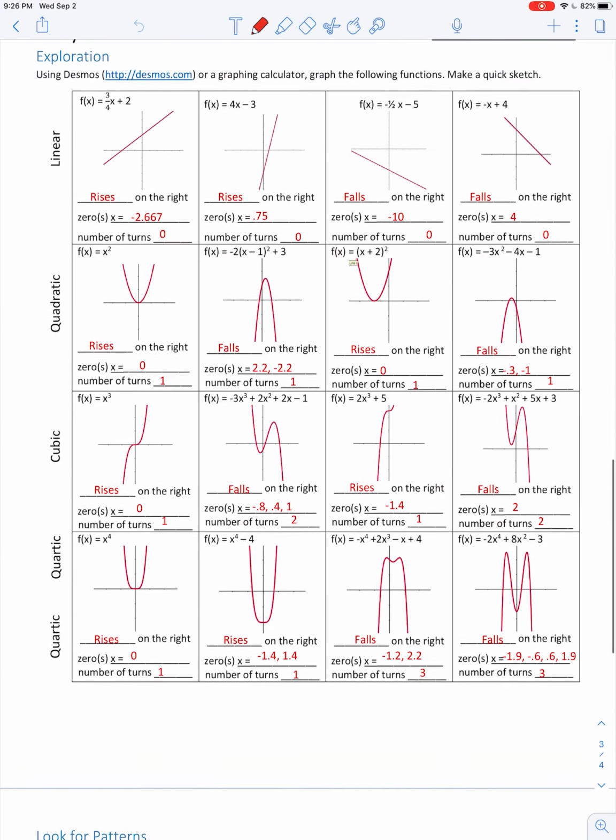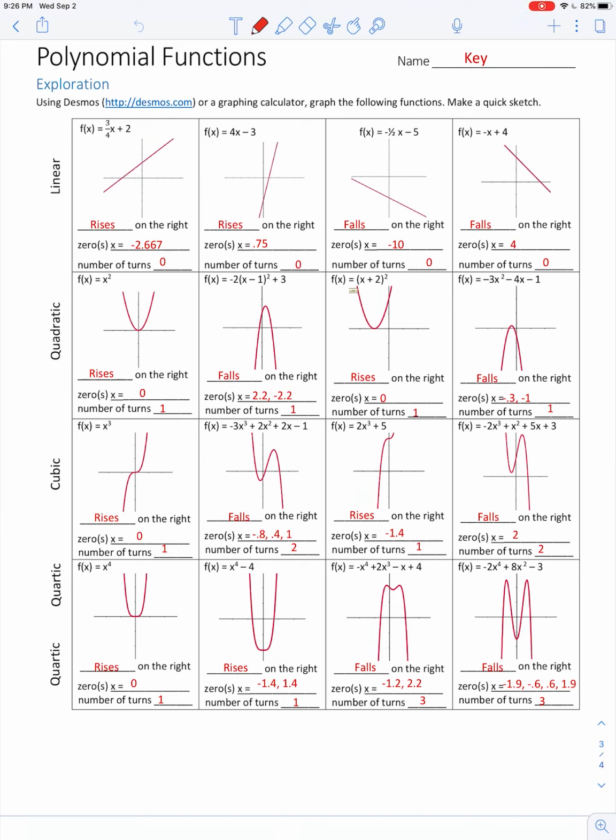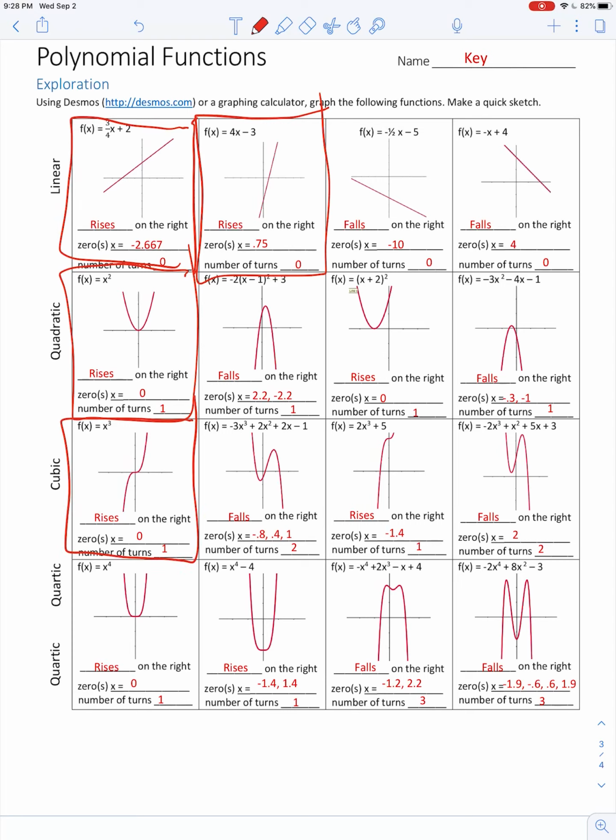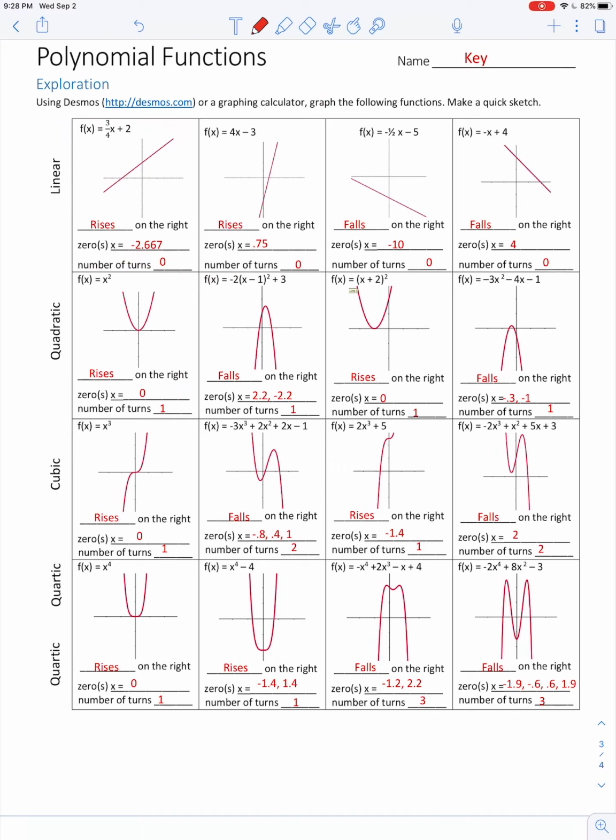So when we're looking for patterns, what happens with all of the ones that are rising on the right? Well, here's one that's rising on the right. Here's another, a third, a fourth. So we want to check and see, what do all of these equations have in common? Three fourths x plus 2, 4x minus 3, x squared, x plus 2 squared, x cubed, 2x cubed plus 5, hopefully you notice that all of them have a leading coefficient that's positive. When the leading coefficient is negative, it's falling on the right.